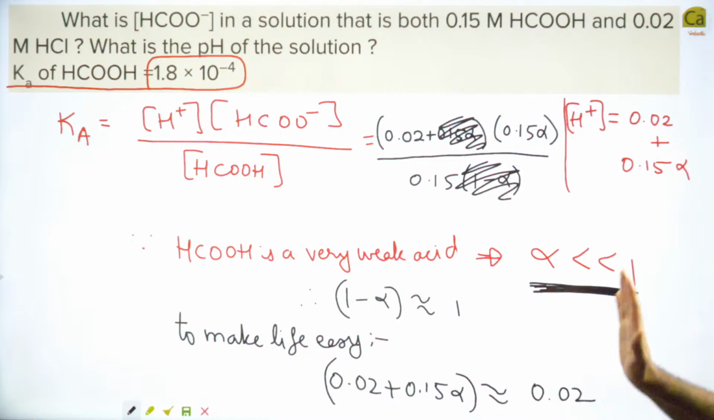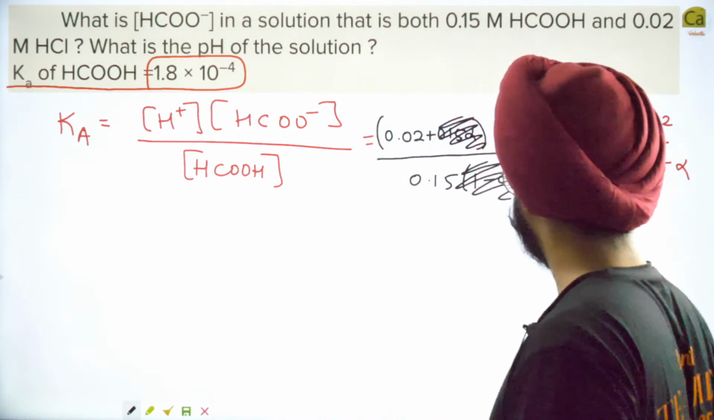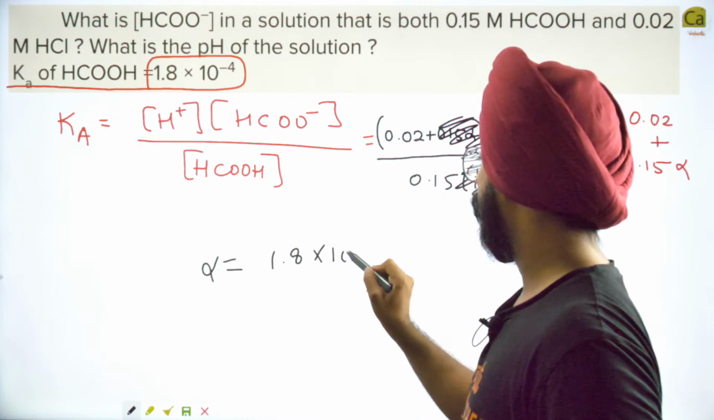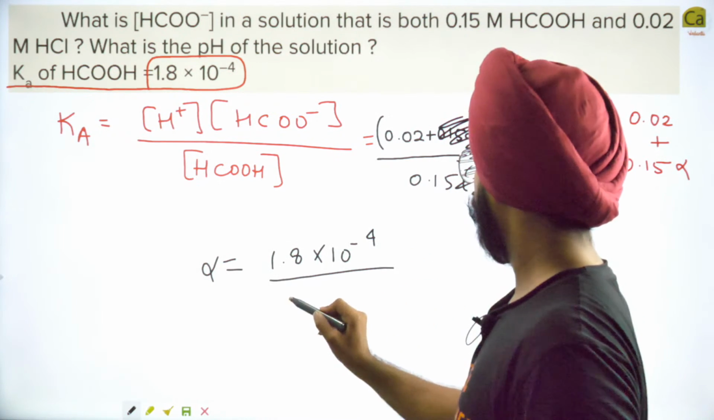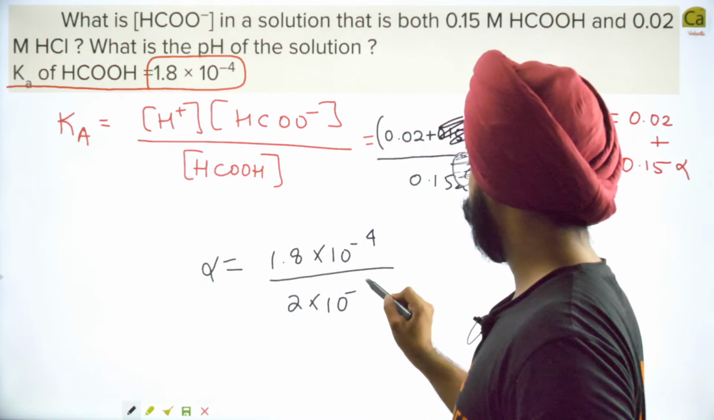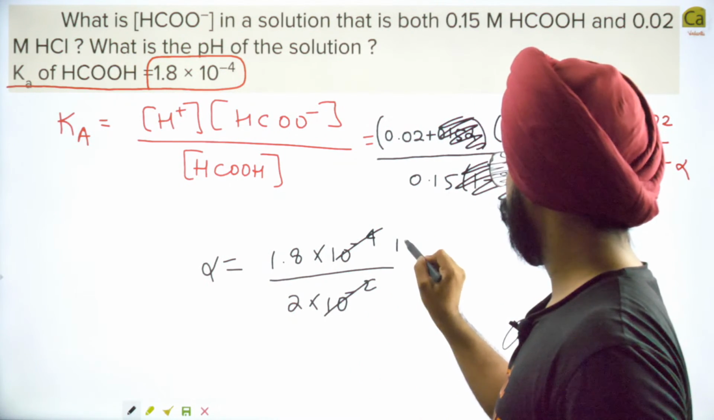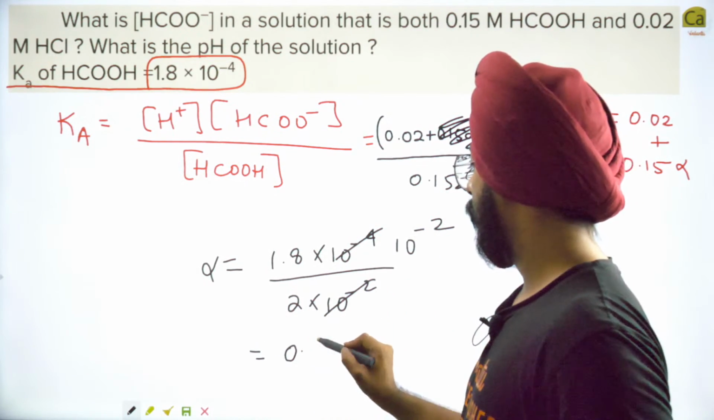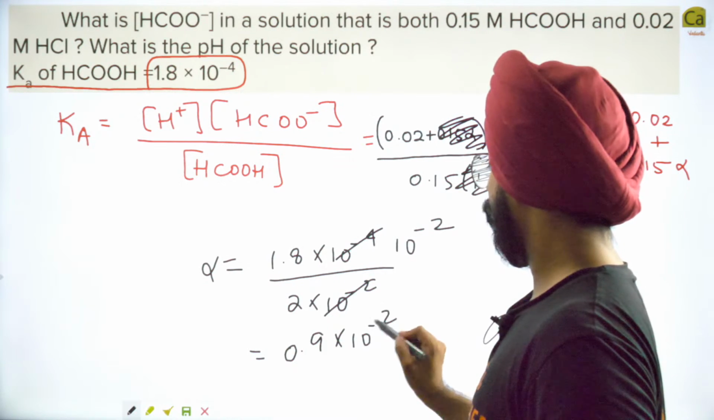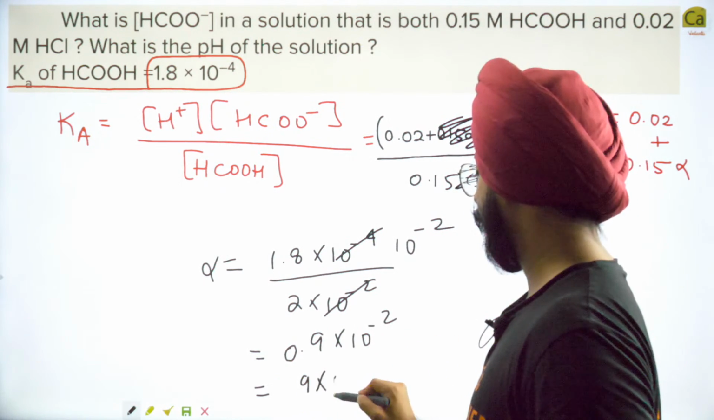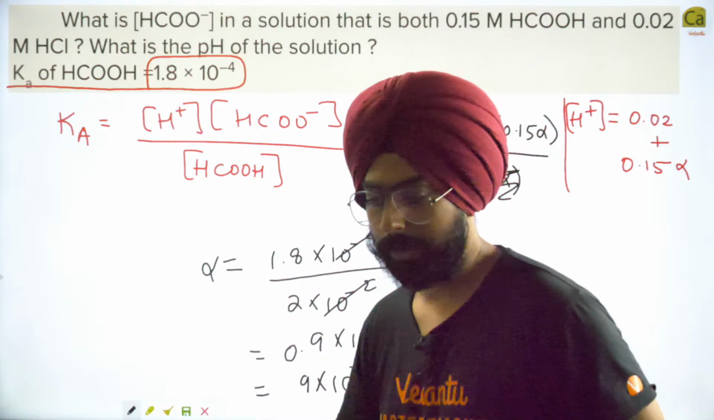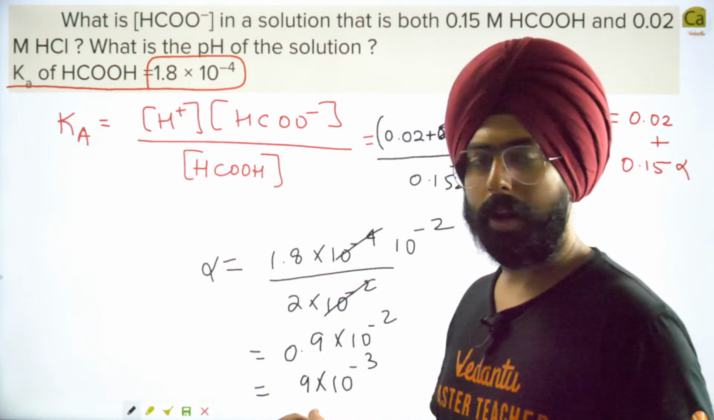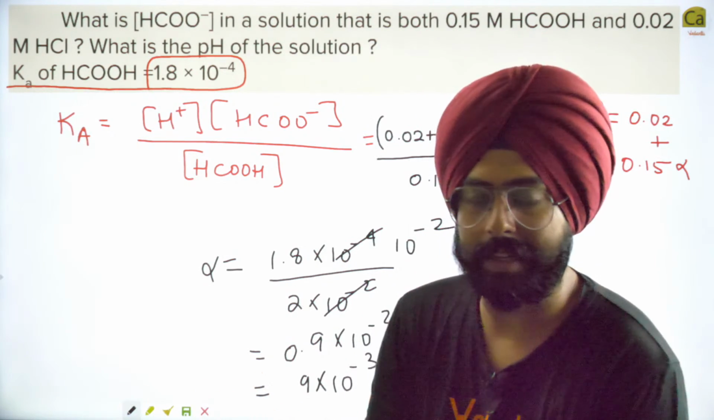Let me write it here. Let's just calculate alpha. So alpha is equal to 1.8 into 10 to the power minus 4 divided by 2 into 10 to the power minus 2. So 10 to the power minus 2 remains. And this is equal to 0.9 into 10 to the power minus 2, and basically that is 9 into 10 to the power minus 3. This is what alpha comes to, 9 into 10 to the power minus 3. See, a very small number. Alpha is a very small number.